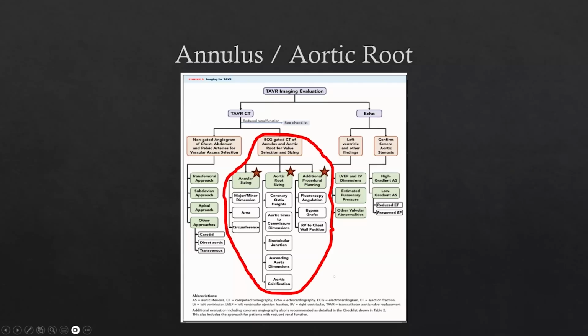There are additional procedural planning items that can be addressed with the cardiac CT, including fluoroscopic angles that can be measured on CT that can help the interventionalist speed up their procedures in the angio suite if we already give them some of their angles beforehand.